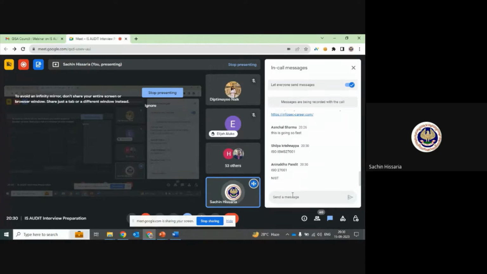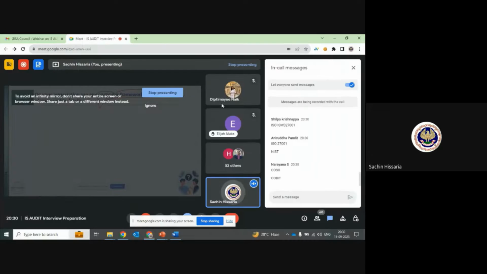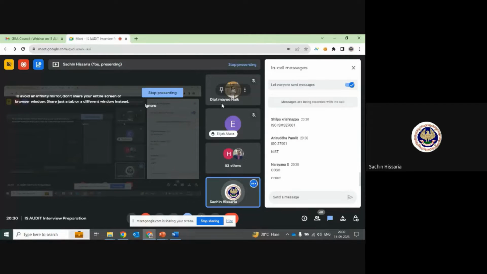So Anirudh is saying ISO 27001, NIST framework. Okay, what about others? COSO framework. Okay, COBIT framework. Fine. So you can give the reference of those frameworks.